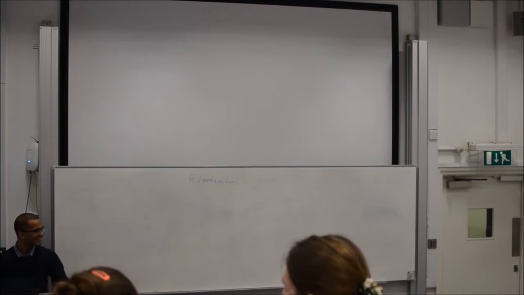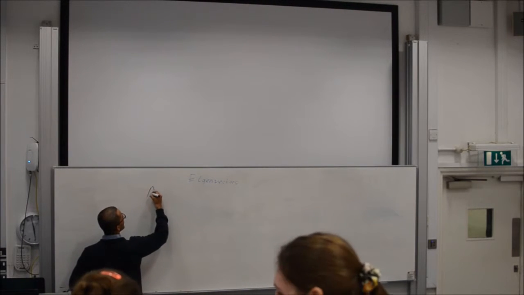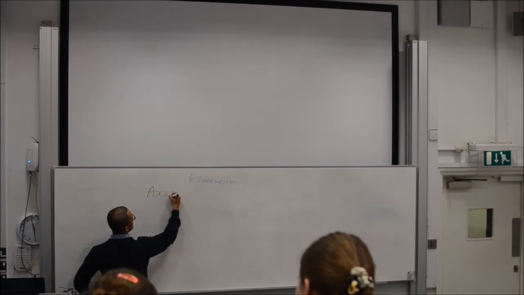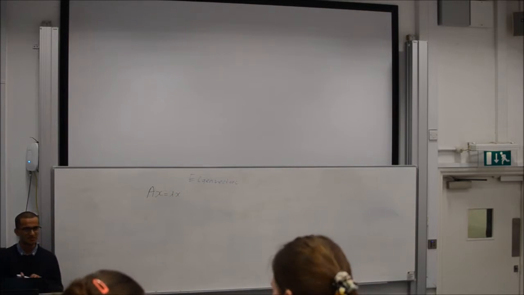Okay, so we're going to start off with the definition. Ax is equal to lambda x. So we're going to start off with the definition of an eigenvector.